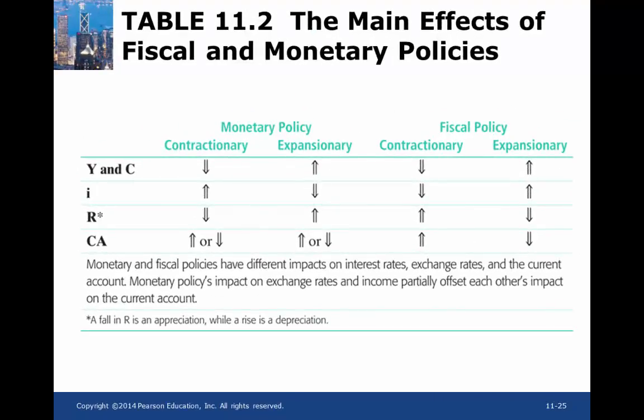Table 11.2. The main effects of fiscal and monetary policies. Monetary and fiscal policies have different impacts on interest rates, exchange rates, and the current account. Monetary policy's impact on the exchange rate and income partially offset each other's impact on the current account. Here, a fall in R is an appreciation of currency, while a rise in R is a depreciation of currency.